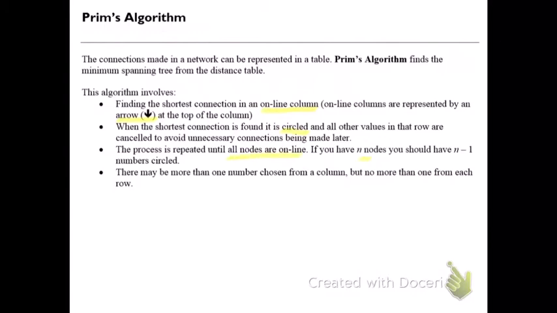If we have n nodes, we should have n minus 1 numbers circled. And the last point is very important. There may be more than one number chosen from a column, but no more than one from each row. And if you're careful to rule a line through each row as you go, you'll be sure not to make mistakes.